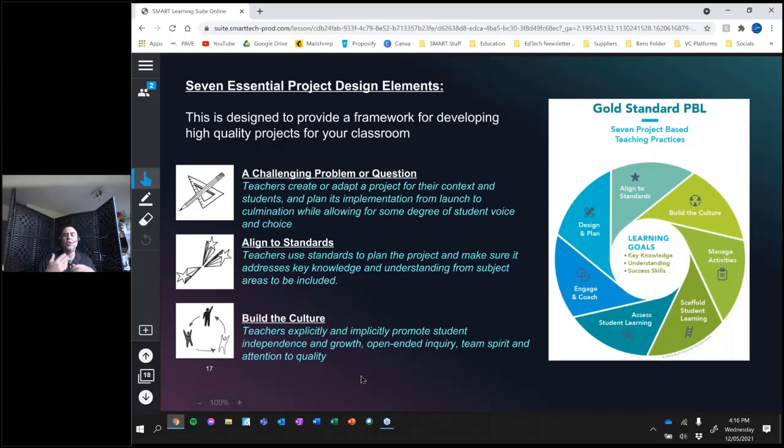You need to build the culture of open-ended inquiry, so that not having a defined, yes-no answer is a good thing: it's open-ended, it can go in any direction, and different people's ideas can be very, very powerful. Team spirit and attention to quality.